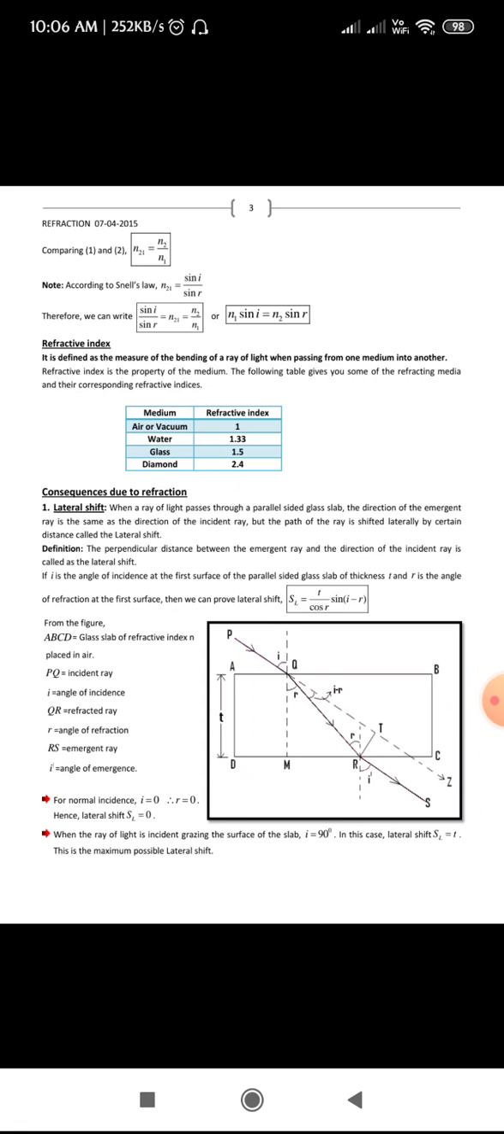So for a normal incidence where i is equal to 0, as you know, even r will be equal to 0, so the lateral shift will also be equal to 0. Suppose the angle of incidence is equal to 90 degrees, in that case the lateral shift will be equal to the thickness of the glass slab. I think till here we discussed in the last class, right?